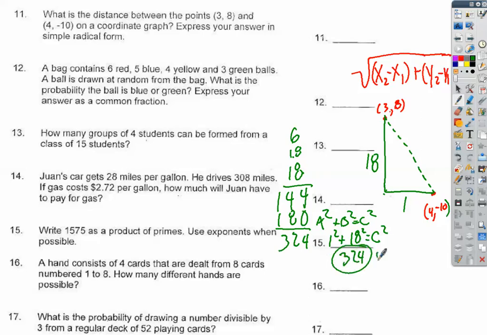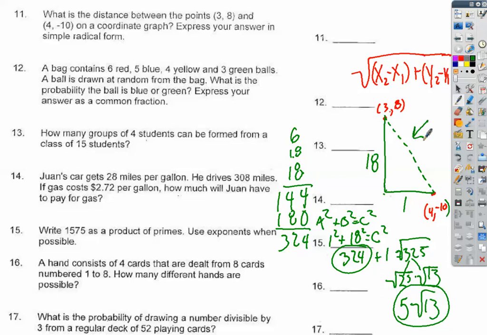And then we're going to add to that 1, which is 325, and we have to take the square root of it. So we break it apart, so it's square root of 25 times the square root of 13. Square root of 25 is 5, times square root of 13. So that's how you do it. I normally just advocate this because it's easier than having to remember a formula in isolation. Make a triangle out of it, find the hypotenuse using the Pythagorean theorem.